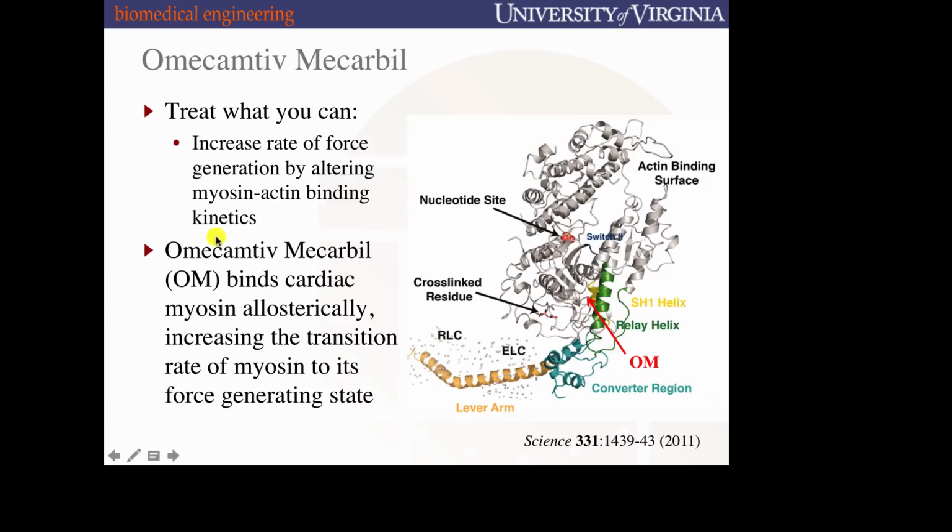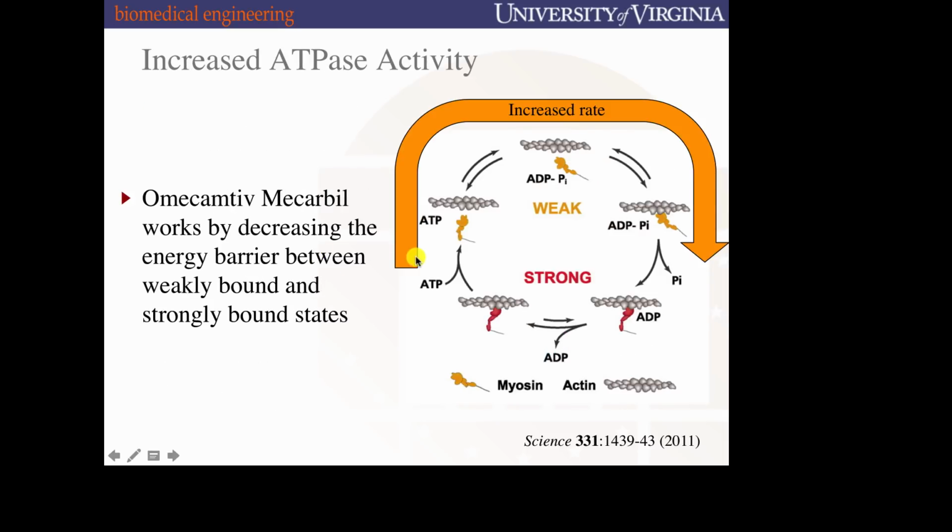So what omecamtiv mecarbil, or OM, does is it binds cardiac myosin, and allosterically, we talked about that word just last slide, increases the transition rate of myosin to its force generating state. Hopefully you remember what that force generating state is. That is the power stroke. So what it's going to do is work by decreasing the energy barrier between this weakly bound state and the strongly bound state, right? So we're going to increase the rate that we move through steps 3, 4, and 5, okay? So by increasing that rate, we increase force per cell.